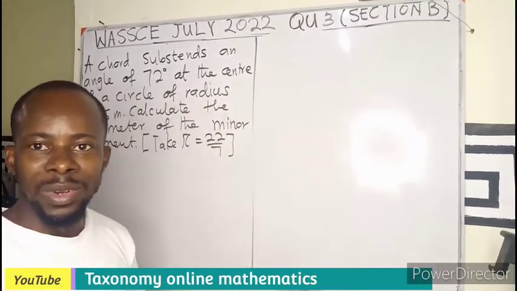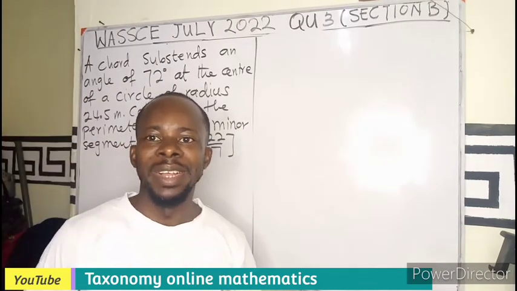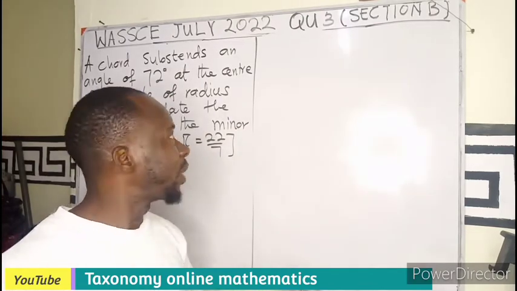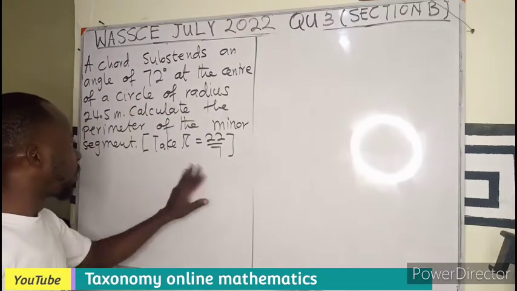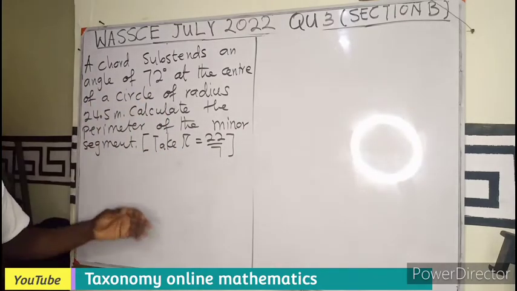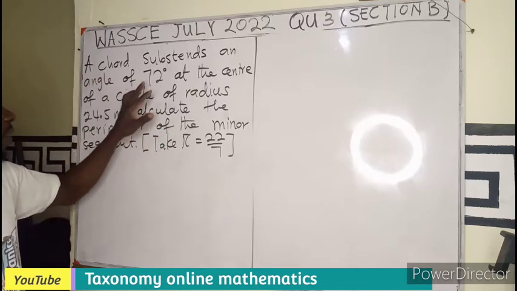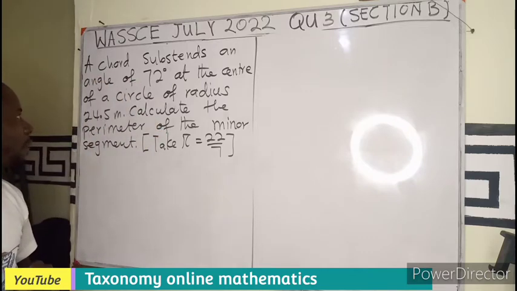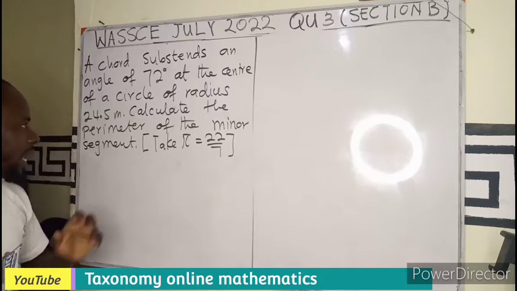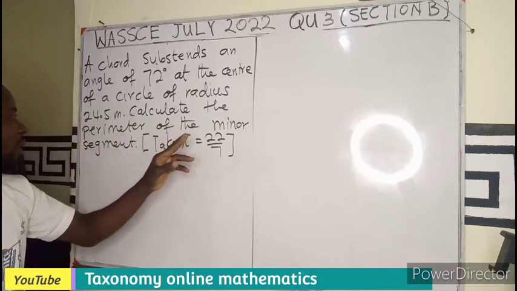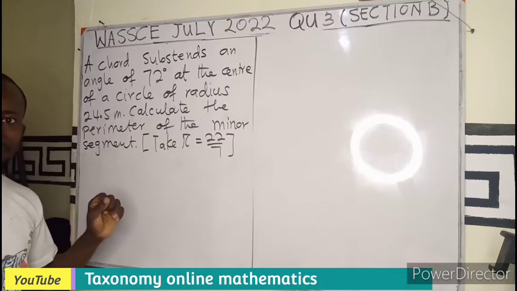We are still on the solving of WASSCE section B, question number 3. So we have this question on mensuration 2 and 1. A chord subtends an angle of 72 degrees at the center of a circle of radius 24.5 meters. Calculate the perimeter of the minor segment.